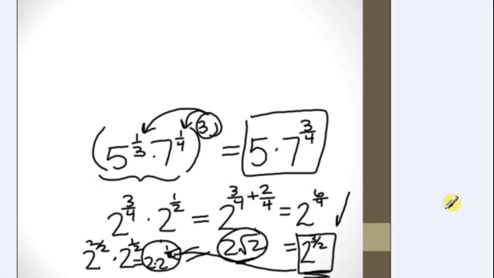I prefer that you just leave it like this, but you will see if you compare your answers with the back of the book as you're doing your homework. Sometimes they'll go ahead and change it to one of these other formats.